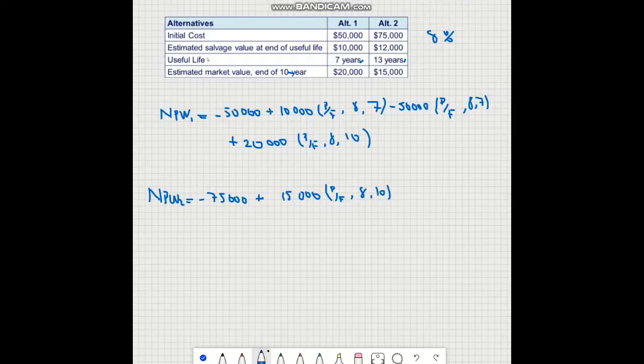So by looking at the tabular values, let's calculate it. This net present worth, the first net present worth alternative. So it's going to be again 50,000. Then we are going to add 10,000.